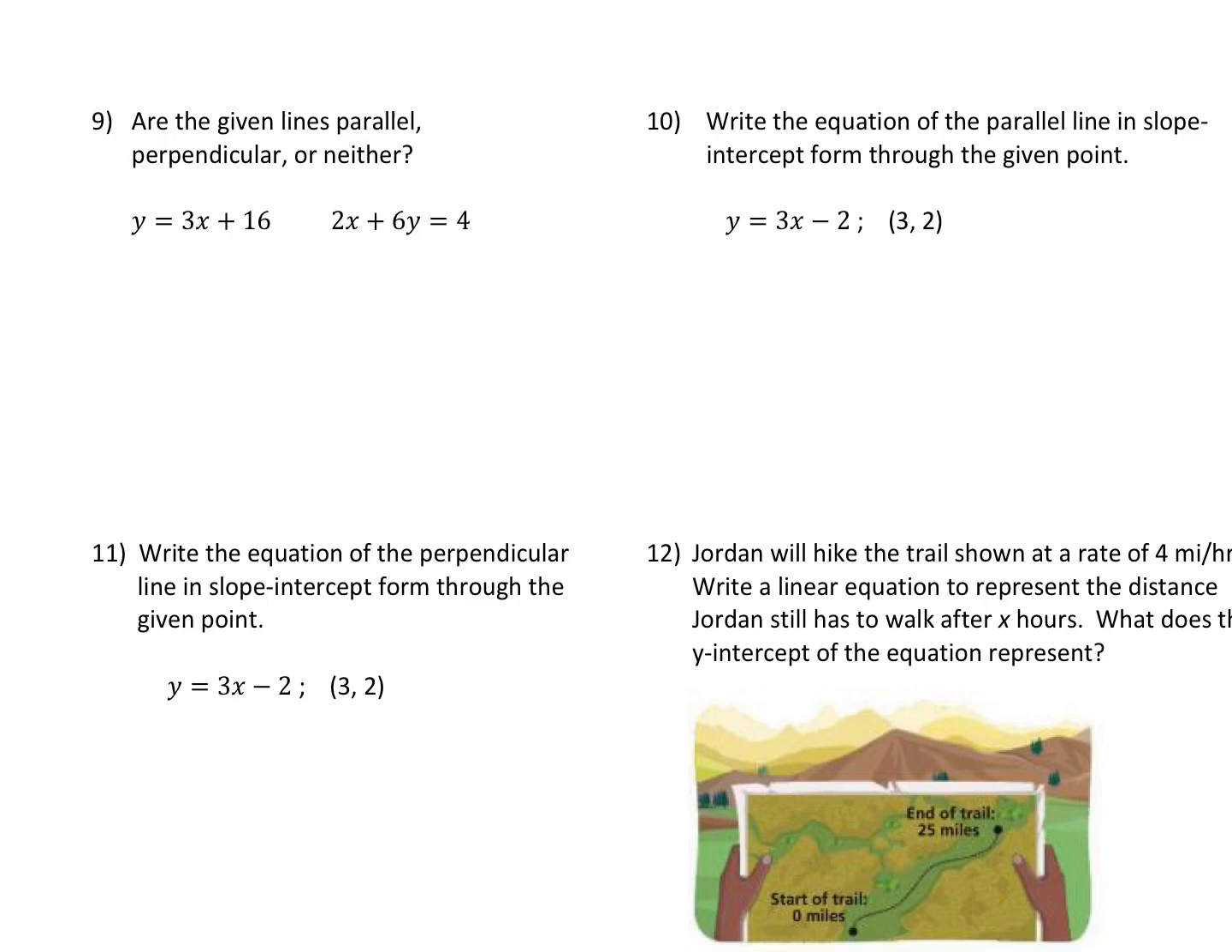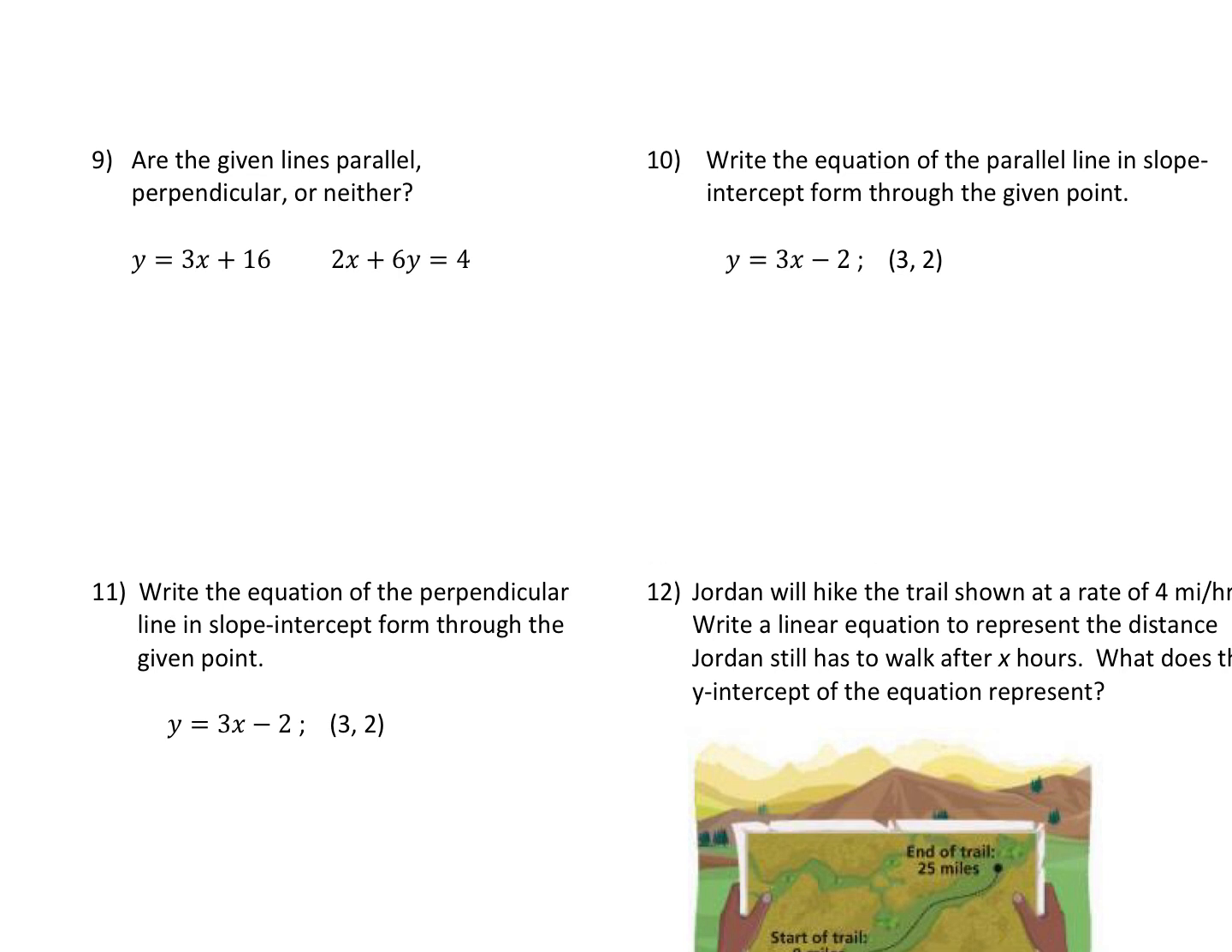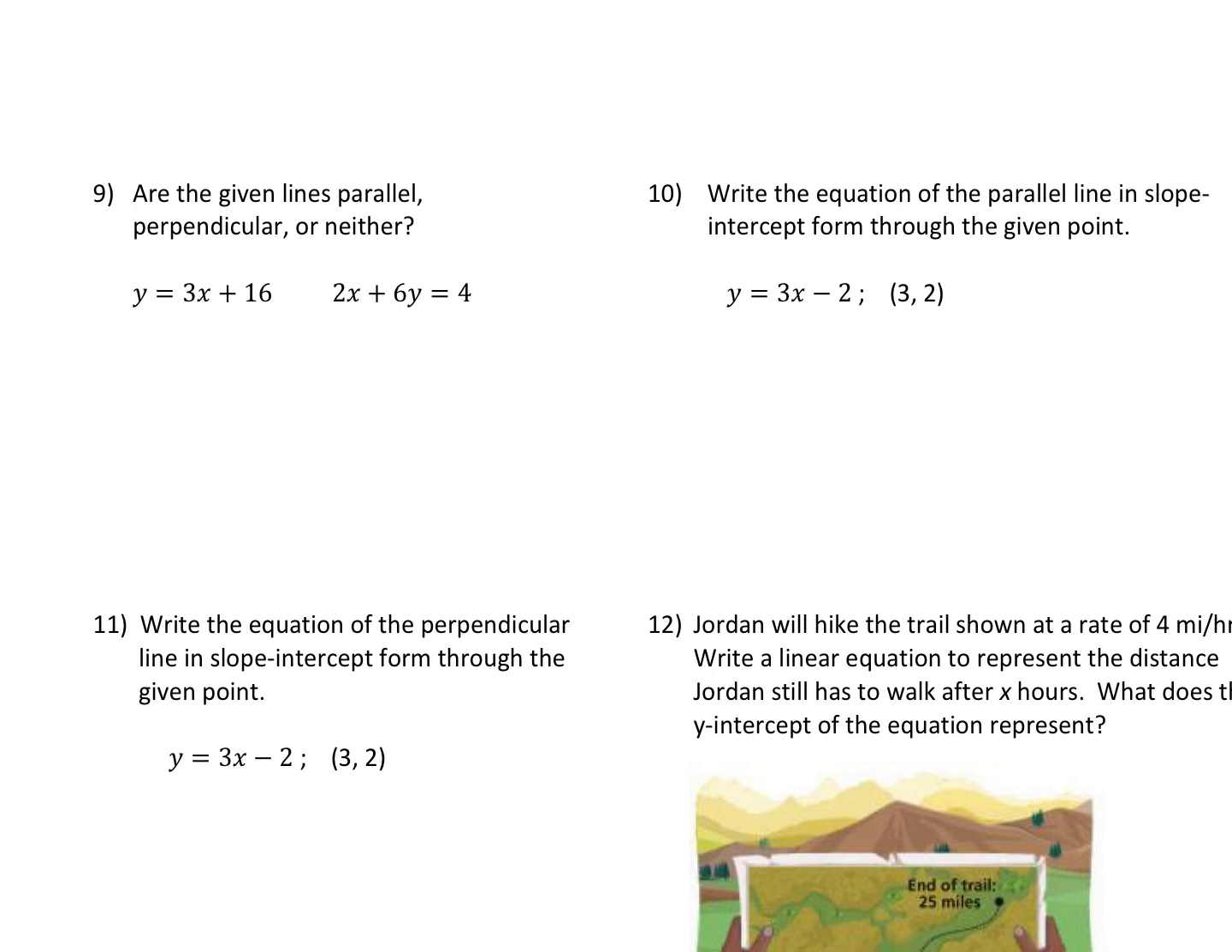All right, so number 9, are the given lines parallel, perpendicular, or neither? So what we need to remember here is parallel lines are lines that have the same slope. Perpendicular lines are lines that have opposite reciprocal slopes. And if two lines have slopes that do not have either of those relationships, then we would say that they're not parallel and they're not perpendicular, so that would be neither.